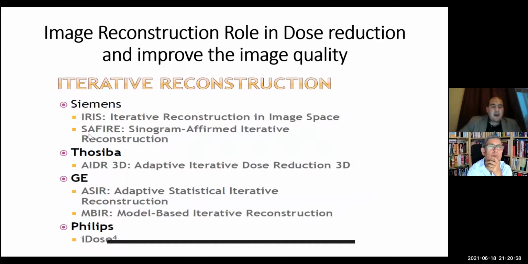These are the brand names of iterative reconstruction algorithms used by different vendors. You will find Siemens IRIS, iterative reconstruction in image space, and SAFIRE, sinogram affirmed iterative reconstruction. For Toshiba, AIDR 3D. For GE, ASIR or MBIR, model-based iterative reconstruction. And for Philips, iDose. You can go through each one and use it in your CT dose protocol, and you can reduce the acquisition parameters by using an iterative reconstruction algorithm to enhance the image quality and reduce the patient dose.